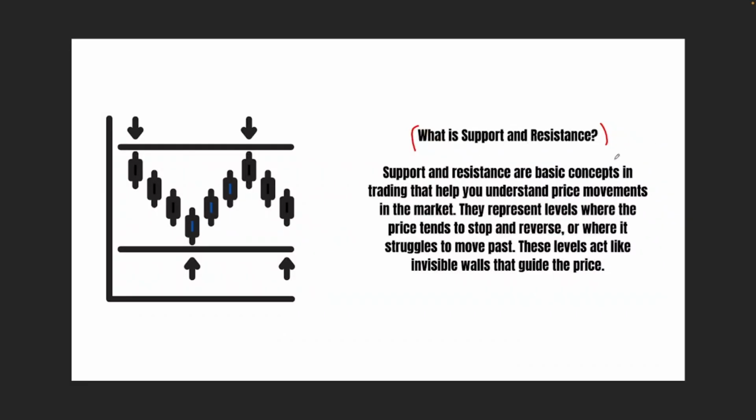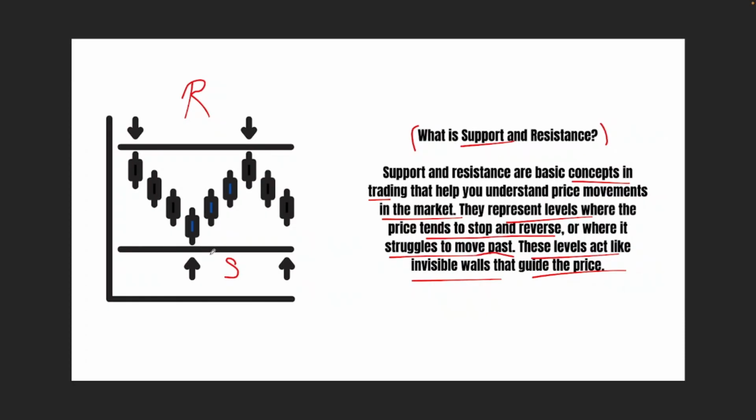So support and resistance are basic concepts in trading that help you understand the price movements in the market. It represents levels where the price trend tends to stop and reverse, or where it can struggle to move past. So these levels act like an invisible wall and obviously guide the price. If you take a look at this chart over here, resistance is always going to be on top of the market. Support is always going to be on the bottom of the market.